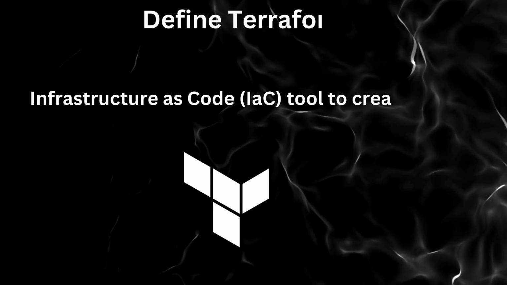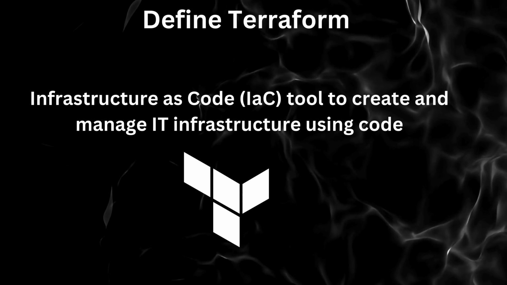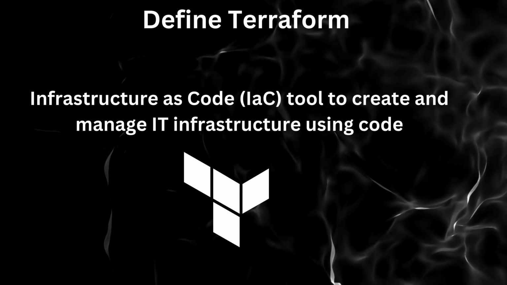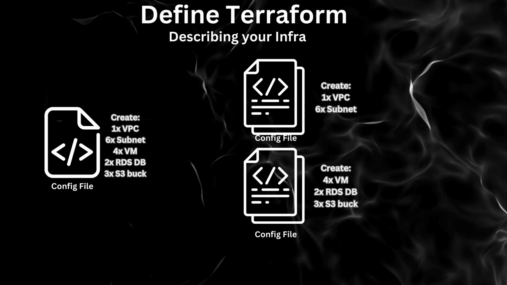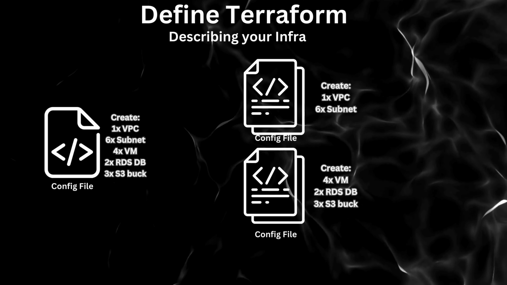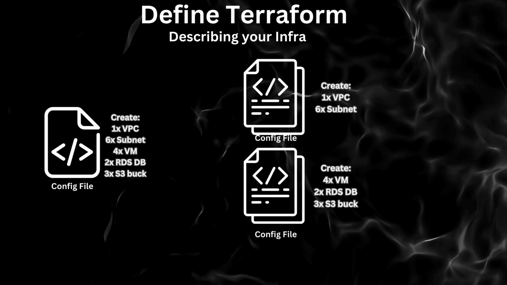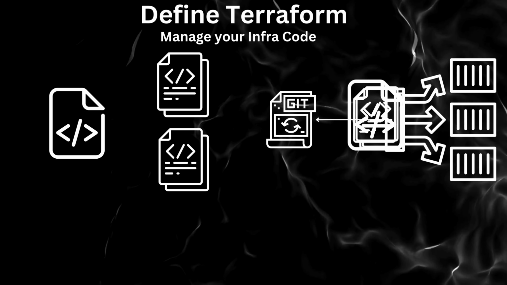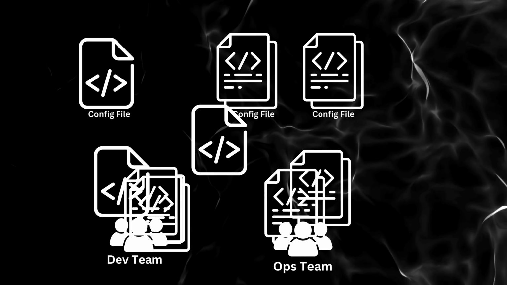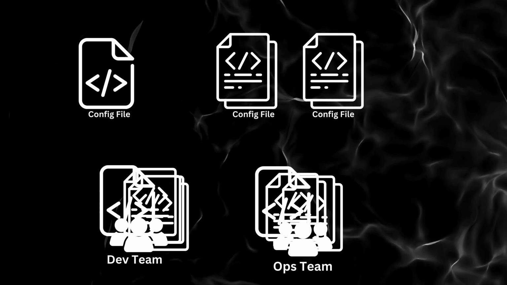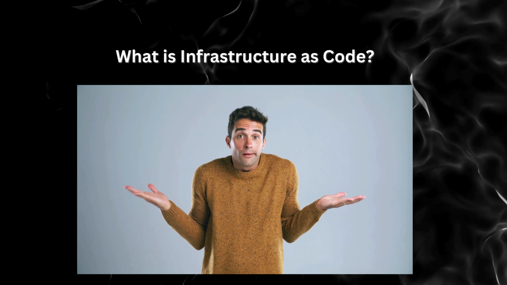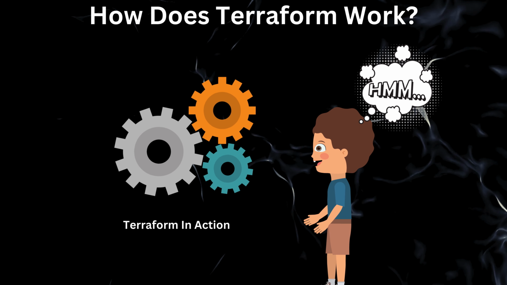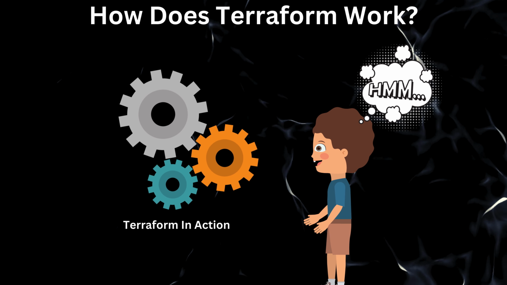Terraform is an infrastructure as code tool that allows you to create and manage your infrastructure using code. The code is declared in a single or multiple configuration files. Those files can be versioned using Git, reused, shared, similar to how you manage your application code. In case you're wondering what is infrastructure as code, please check out my other video where I covered this topic. Now we know what is Terraform. Let's see how does it work.